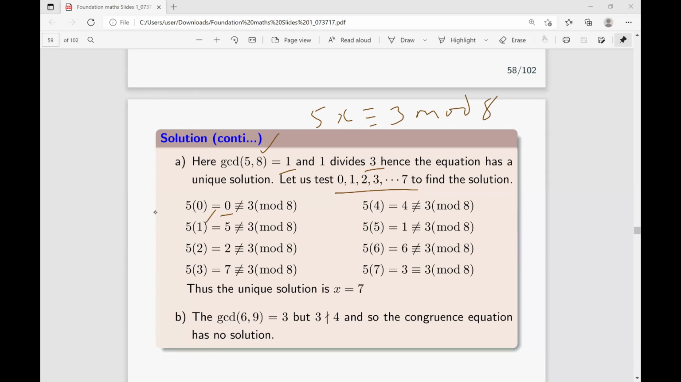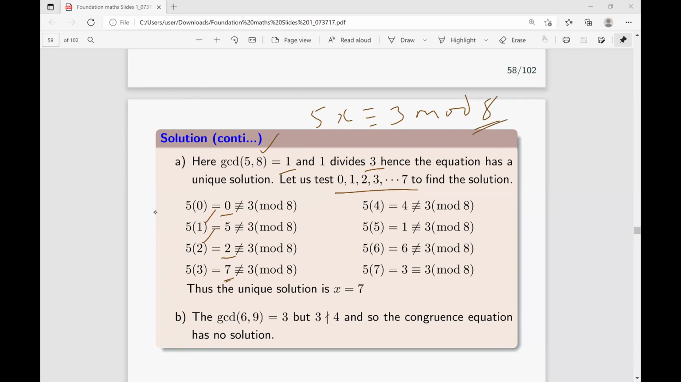Is that okay? We try 2 times 5, you get 10. 10 mod 8 is 2. Is that okay? 10 mod 8 is 2. 2 is not equivalent to 3, and therefore, 2 is not a solution. Let's try 3. 3 times 5 will be 15. 15 mod 8 is 7.